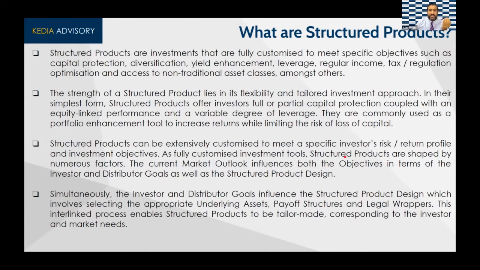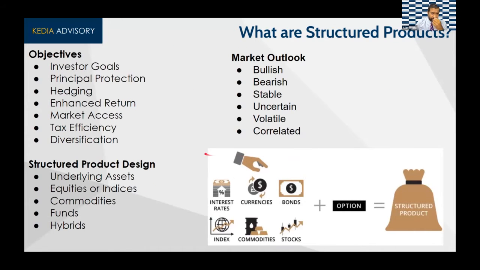So I think n number of innovative products will definitely be coming in India. Here we can design anything, whatever your requirement is. Your principal protection should remain, hedging should remain, return should be enhanced, tax efficiency and diversification should be there. Let it be your view, bullish, bearish, stable, uncertain, volatile, with the help of options. Now options have come inside commodities too, so we can have n number of combinations with options also, and we can design a structured product.